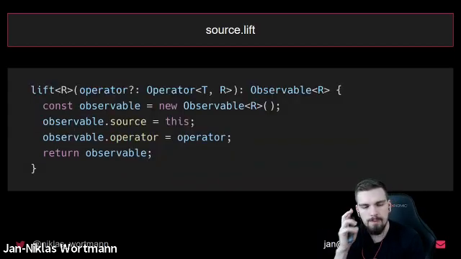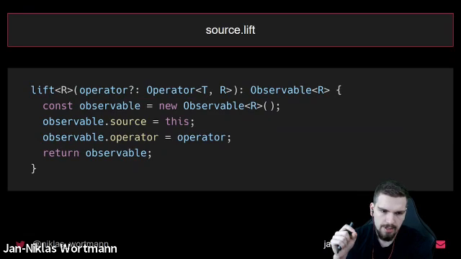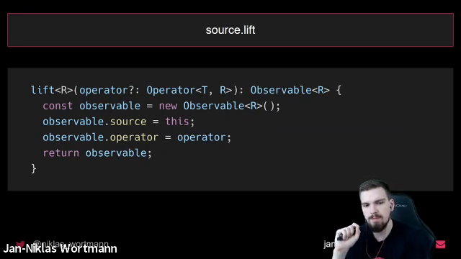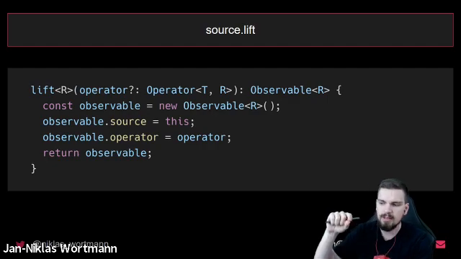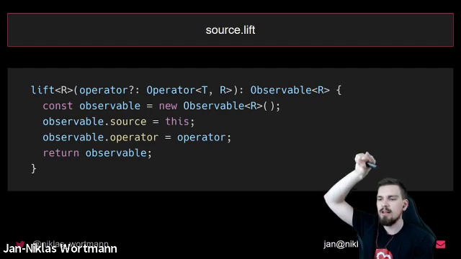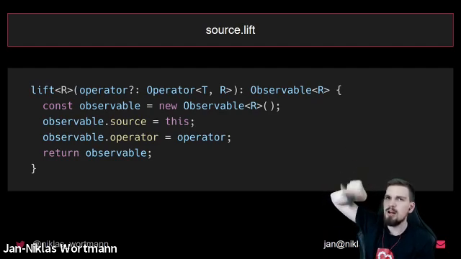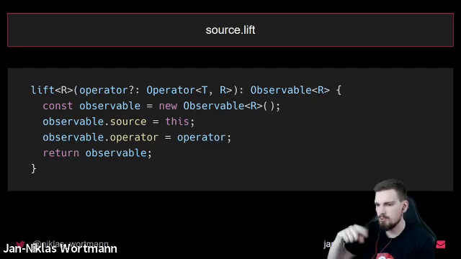Additionally, we are specifying those two metadata, source and operator. And those are very important, because both are used when we subscribe. With the subscribe method, it can say, please take a look at the operator and execute it. Go to the source, execute the operator, and pass that to the next one. This is how subscribe is implemented.